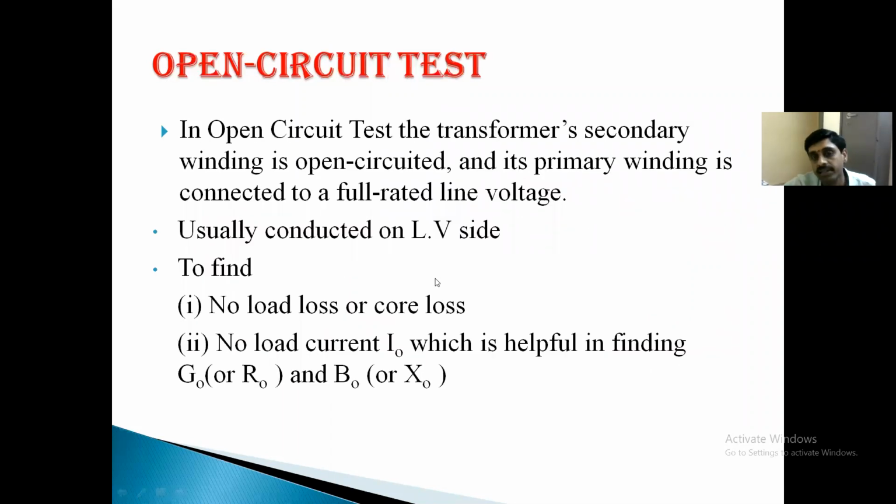And usually the question is why we do this test to find the no load loss or core loss. Because under no load condition, as we discussed for ideal transformers and practical transformers, there is no load current in the secondary side. Therefore, the current supplied from the primary is only to support the core losses, since at no load the copper loss is a very small percentage in the primary side. The no load current I0 is helpful in finding R0 and X0.